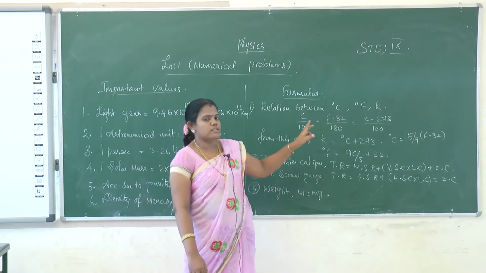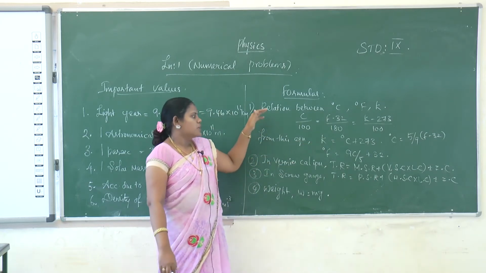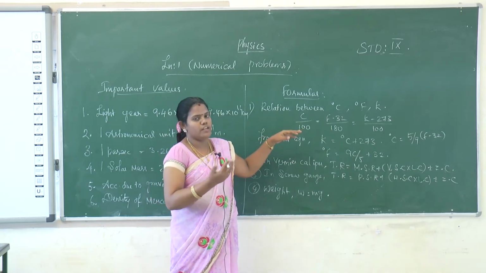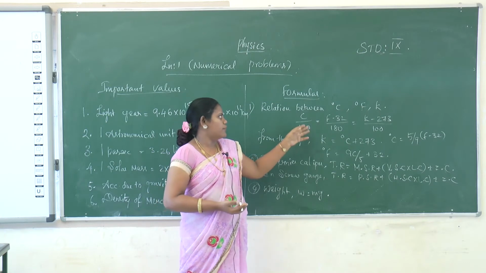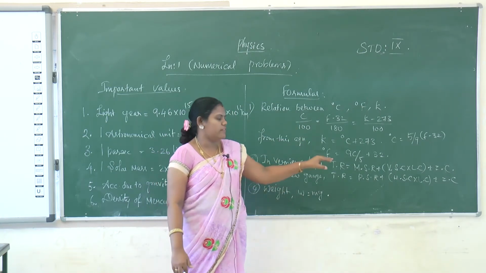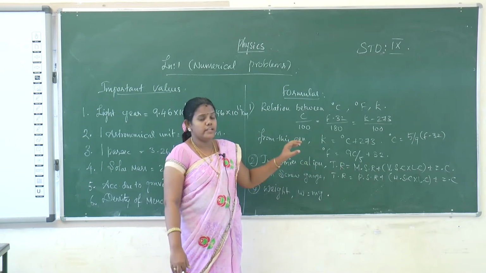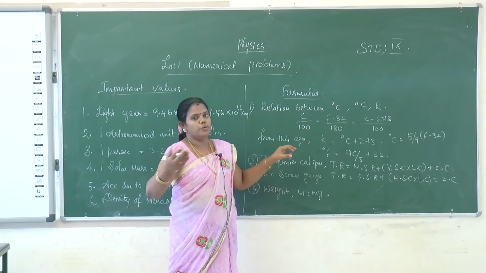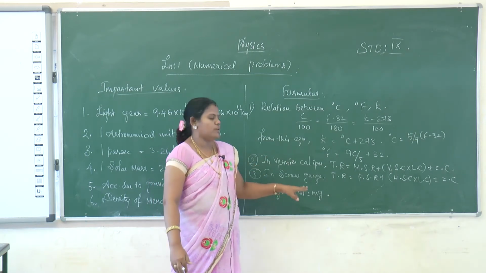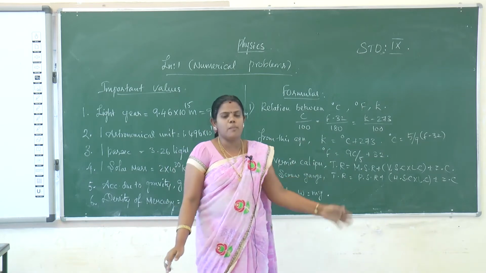First, learn the relation between degree Celsius, Fahrenheit and Kelvin, and how to convert one to another. It will be easily derived from this relation. And for vernier caliper and screw gauge, you should learn the total reading values, and then use them in the numerical problems. And then weight W is equal to mg. These are the important values and important formulas in this lesson.